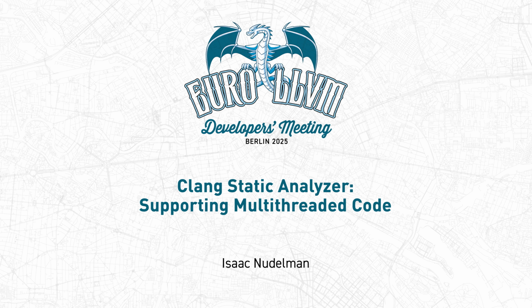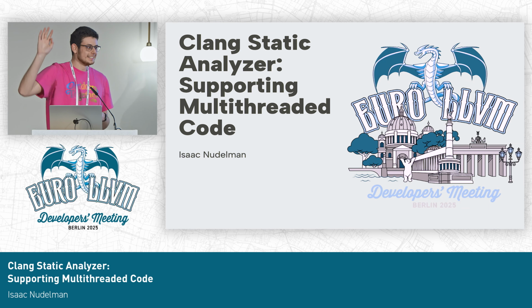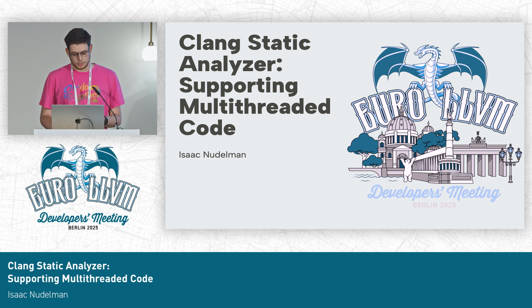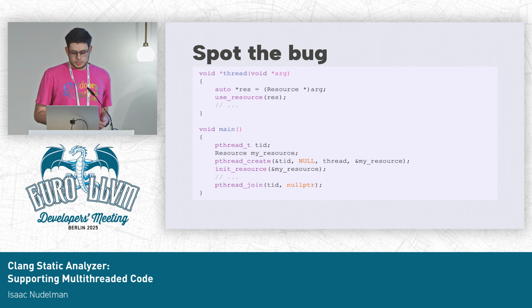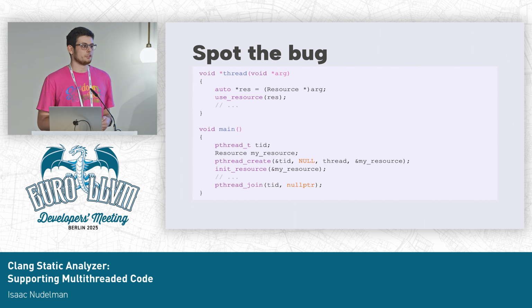Just by a show of hands, who here has encountered a multi-threading bug? That should be everyone, because if you've used a modern operating system in the last, well, you're here, so you probably have encountered one. So in this code, I have a laser pointer. Can you spot the bug? More importantly, could you spot this during code review?